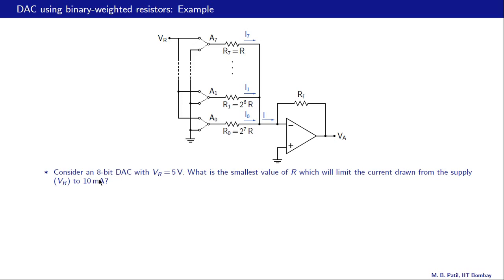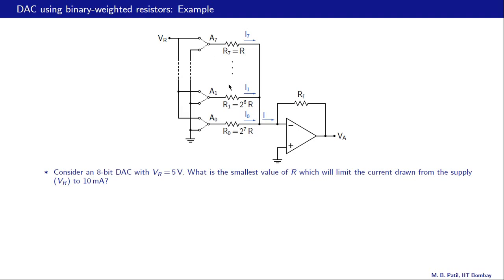Now, since this is an 8-bit DAC, our resistance values go from R, 2R, 4R, etc. Then 2 raised to 6 times R, and the last value is 2 raised to 7 times R. Otherwise, the circuit is the same as what we saw earlier. We have a total of 8 switches now in the circuit. This switch is controlled by the LSB, that is S0. This switch is controlled by S1, and so on. And finally, this switch is controlled by S7, which is the MSB.